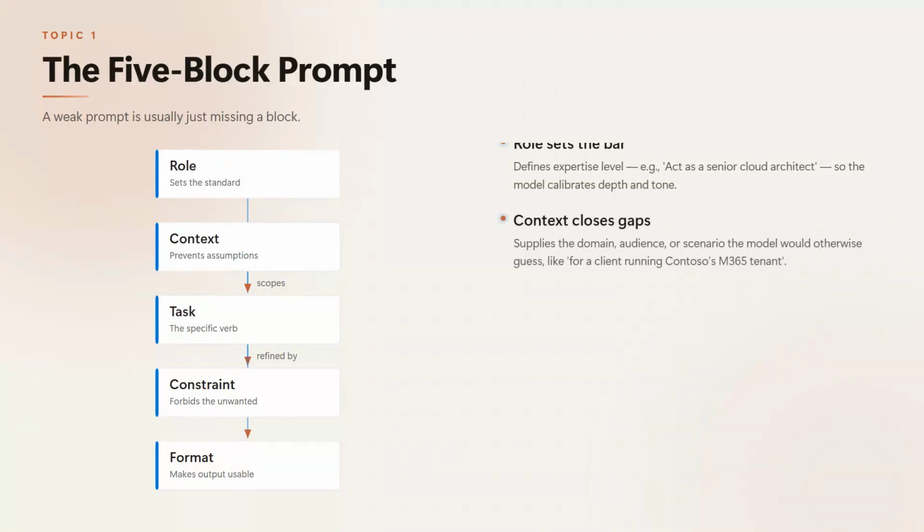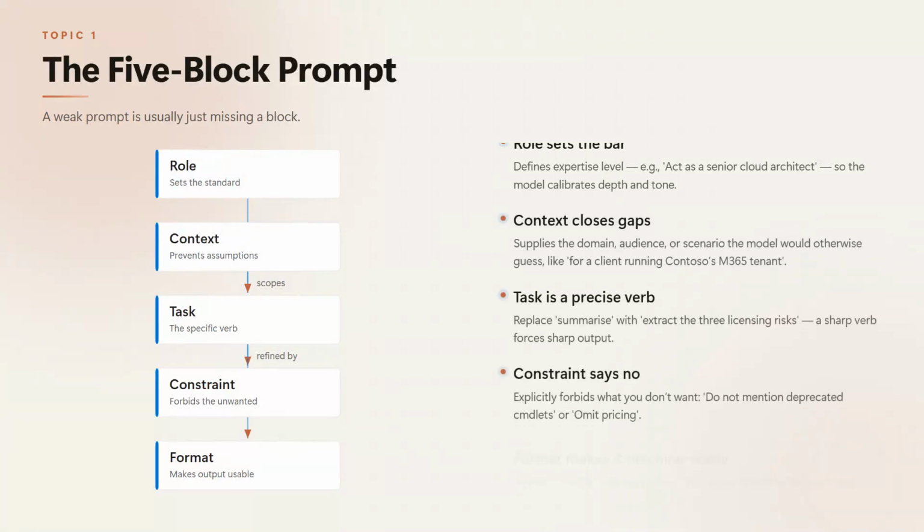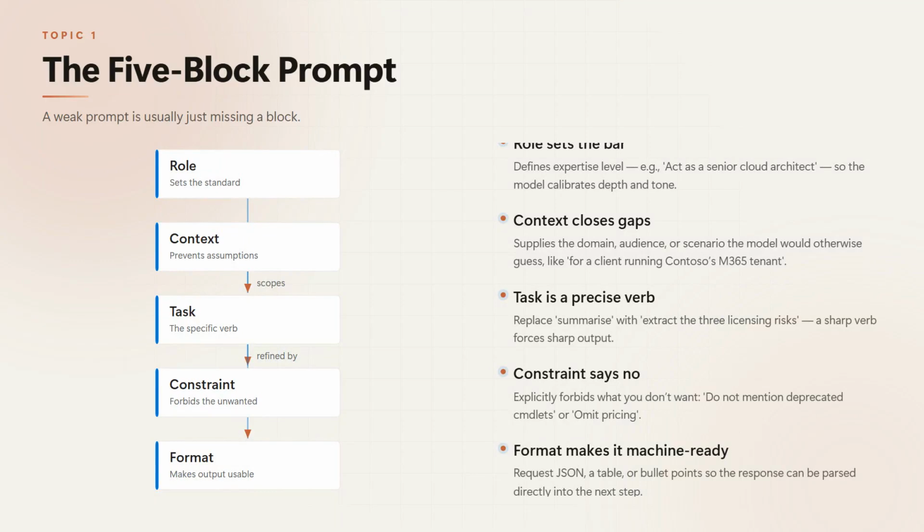A reliable prompt contains 5 kinds of information: role, context, task, constraint, and format. Role tells Claude whose standards to apply. Context gives the situation so it doesn't guess. Task is the exact verb: separate, extract, flag, not just summarize. Constraint forbids what you don't want, and format makes the output ready to use.